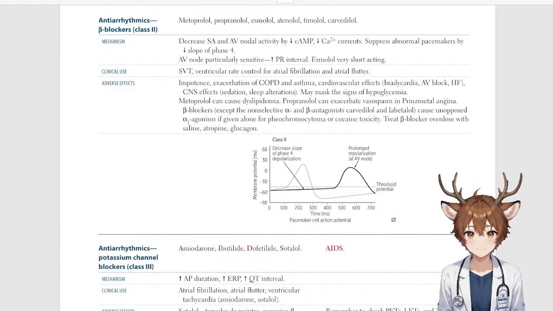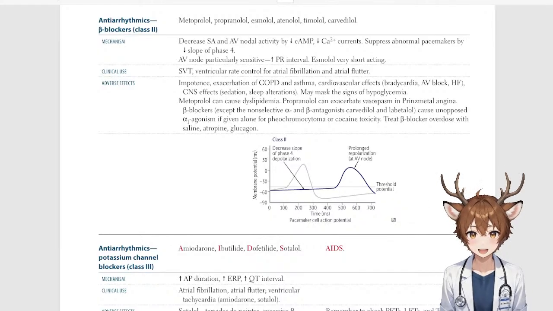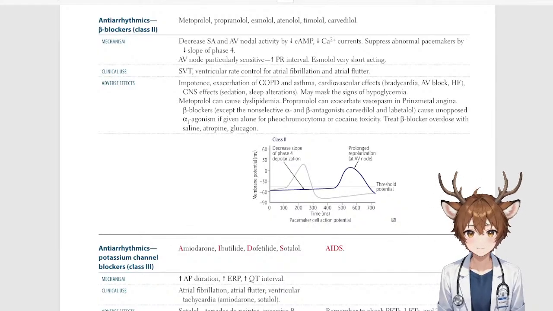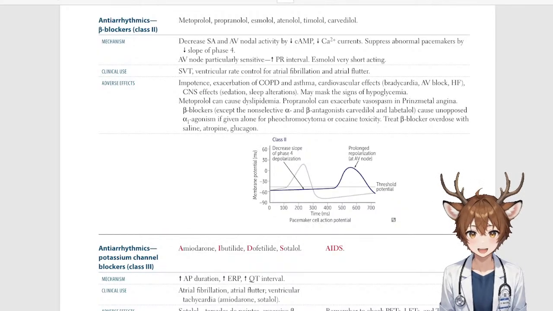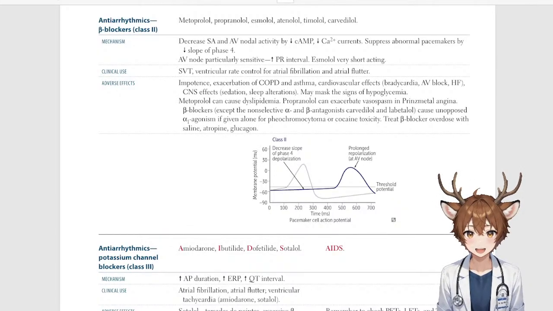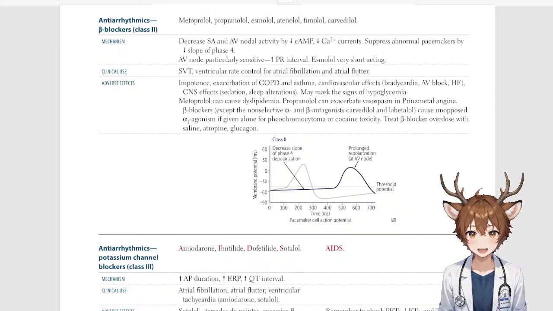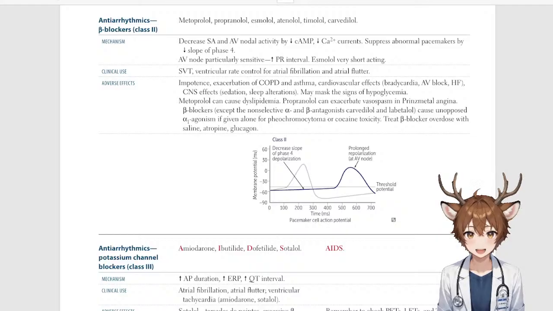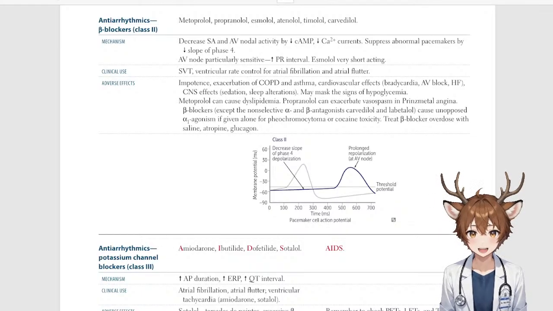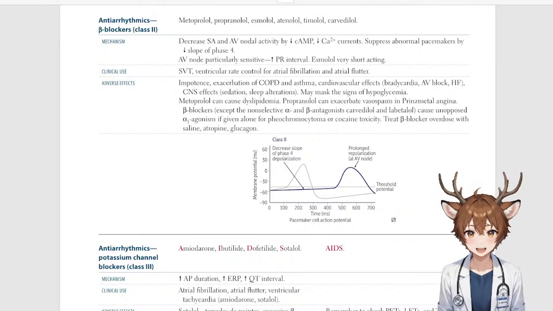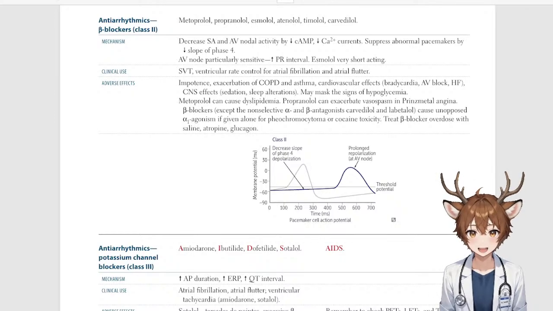Beta blockers, except the non-selective alpha and beta antagonists carvedilol and labetalol, can cause unopposed alpha-1 agonism if given alone for pheochromocytoma or for cocaine toxicity, unsubstantiated. So basically, we don't know that's true, but we would think it maybe is true. So we just take safe precautions, I guess, even if we don't have good evidence otherwise. We're just erring on the side of caution rather than the side of danger, perhaps.